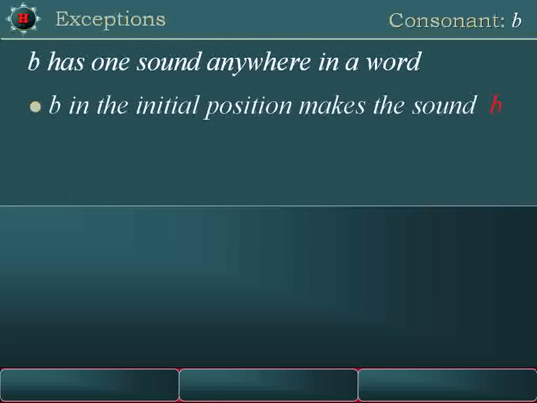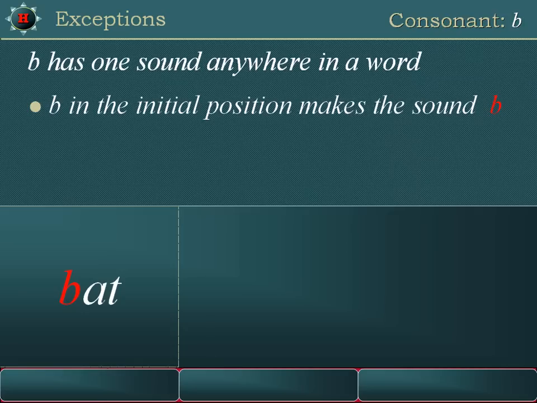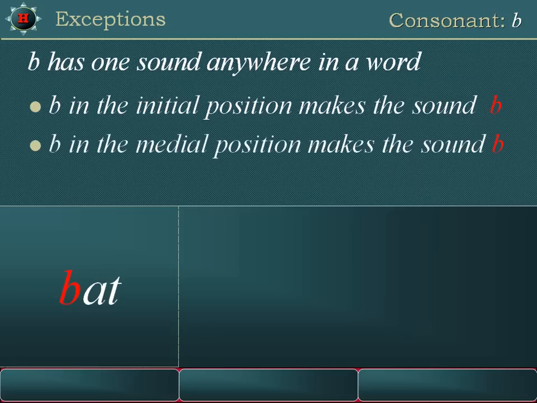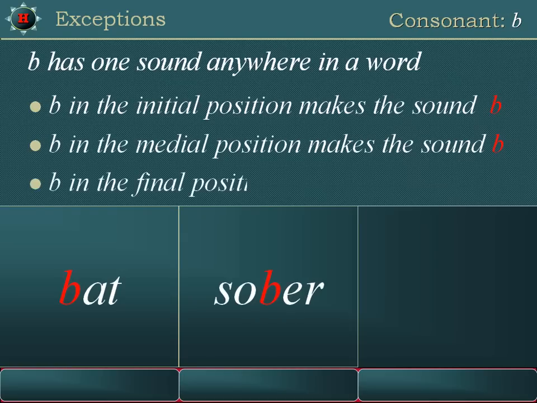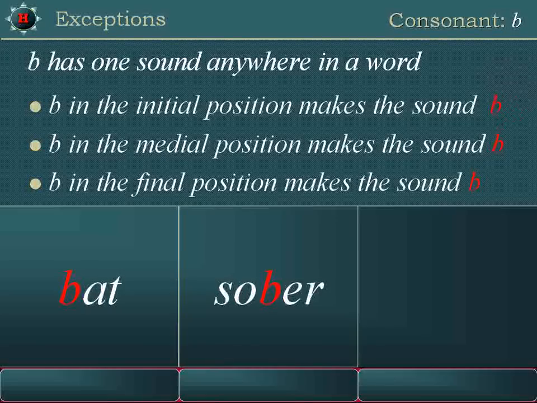B in the initial position makes the sound B, as in bat. B in the medial position makes the sound B, as in sober. B in the final position makes the sound B, as in tab.